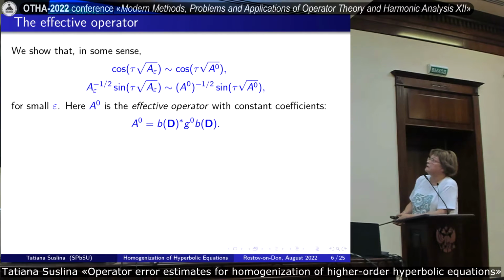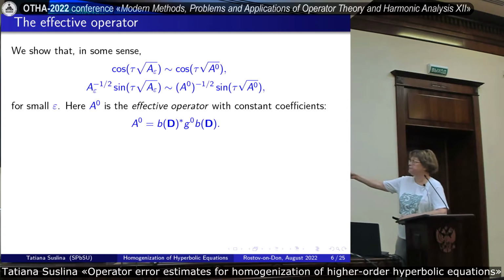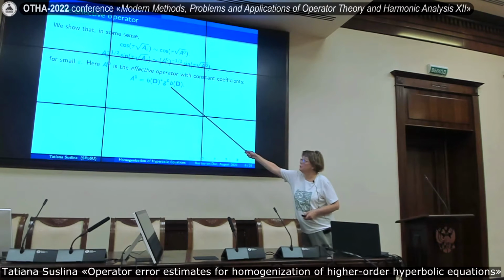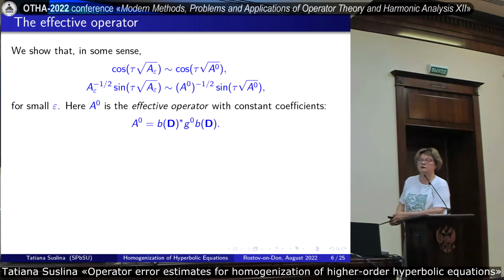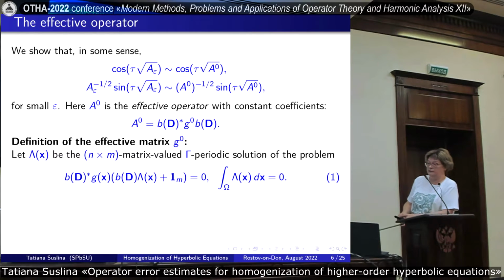Here A naught is the effective operator with constant coefficients. G naught is the constant positive definite matrix called the effective matrix. And we recall the definition of G naught. The definition, of course, is well known, but it is non-trivial.